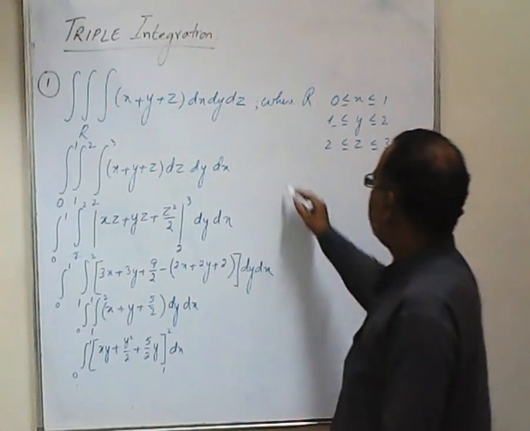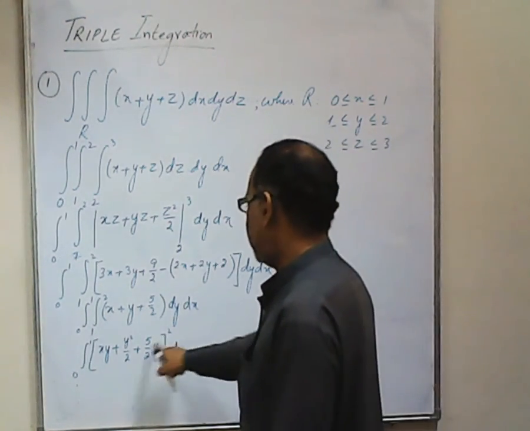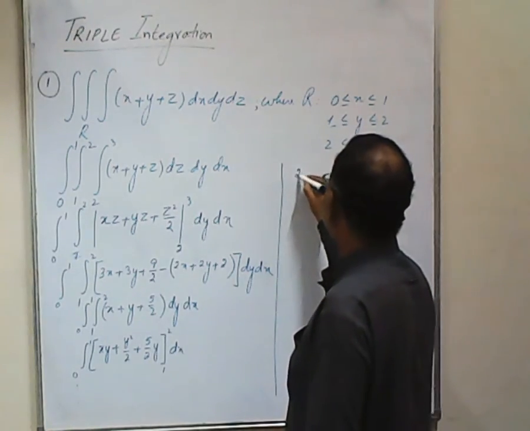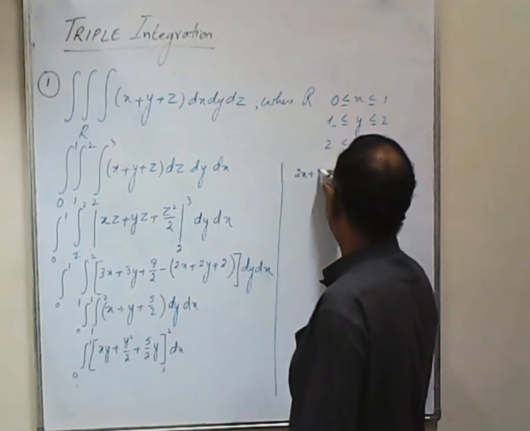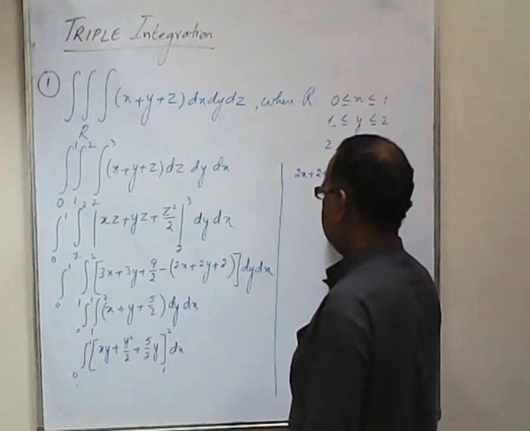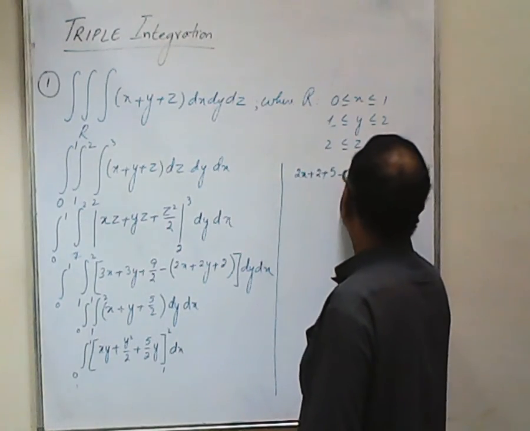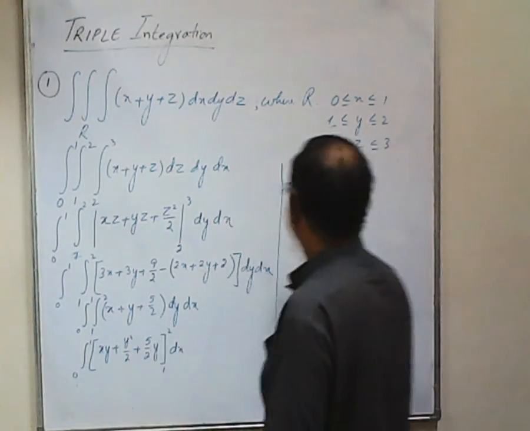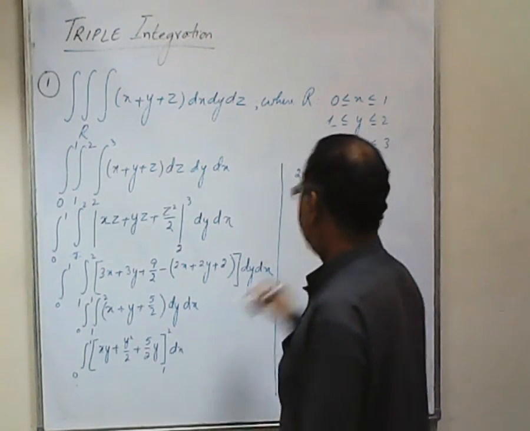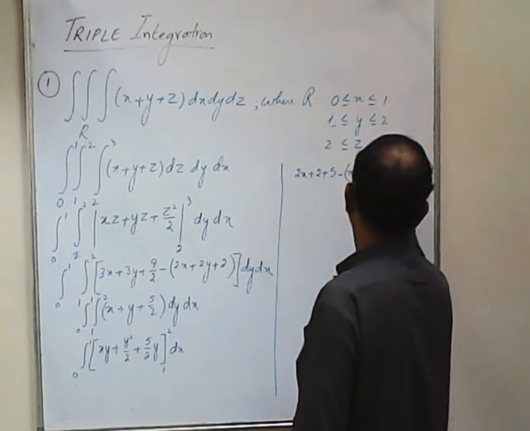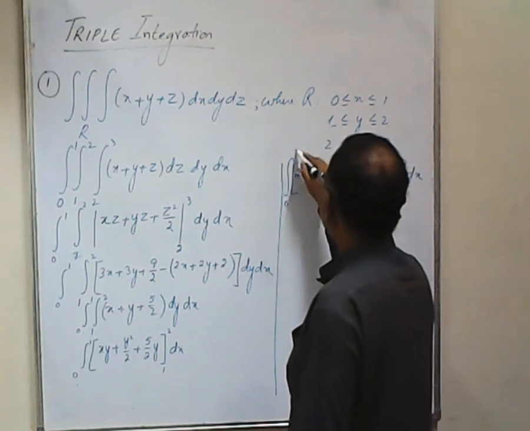Now we will substitute the limits of y. First I substitute 2, so I have 2x, then plus 2 square by 2, which means 2, and plus 5, because 5 by 2 into 2 is 5. This is the upper limit, then minus the lower limit 1, so x plus 1 by 2 and plus 5 by 2. This is the whole term and we need to integrate later on with respect to x.